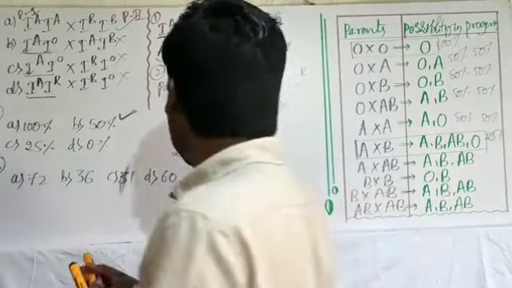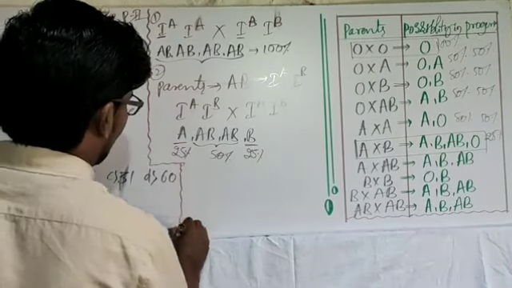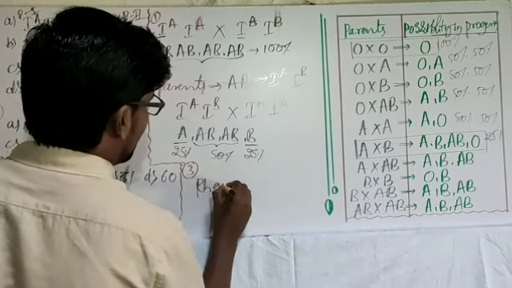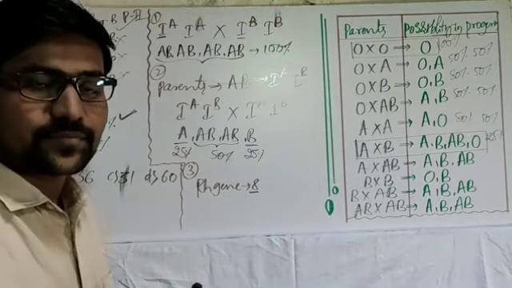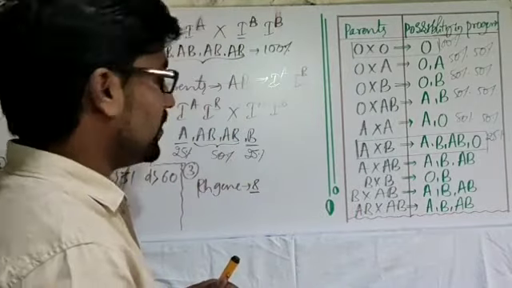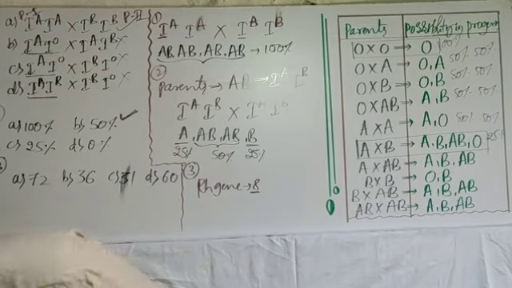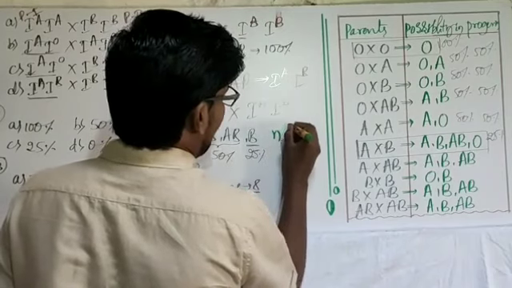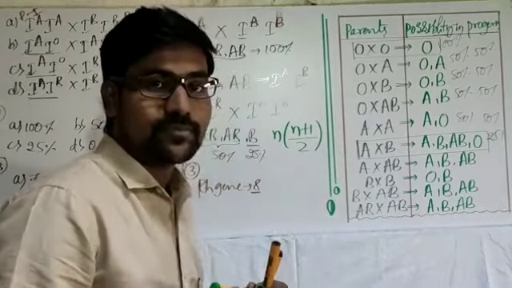Here I already mentioned that the Rh gene is available in 8 allelic forms. Then how to predict its genotypes? For that, we simply have one equation. Let me write the equation here: n into n plus 1 divided by 2. This is the equation.